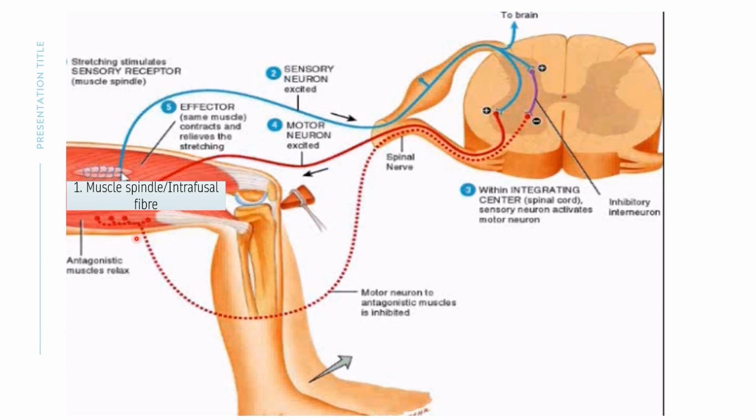So the 5 components: first is the receptor, that is the muscle spindle, then the sensory nerve, that is the 1A and 2 type of fiber, and then there will be the relay station. Third is the relay station; the 4th one is the efferent pathway, which is carried by the alpha motor neuron, and the effector organ is the muscle extrafusal fibers.